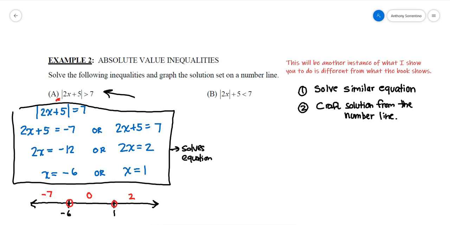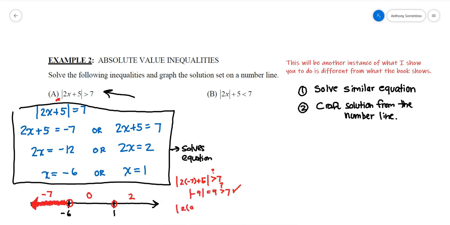If I use the negative 7 and go back to the original inequality, well, 2 times negative 7 is negative 14. Negative 14 plus 5 is negative 9, and the absolute value equals 9. Is that greater than 7? And yes it is. So that means that negative 7 makes the original inequality true, which means anything in this first region should also do the same thing. So I'm going to shade in the number line.